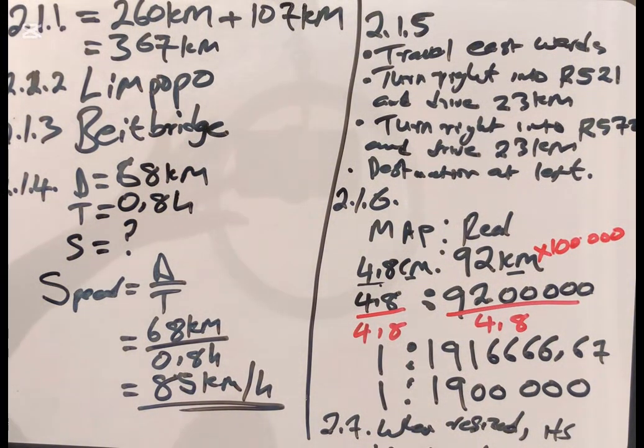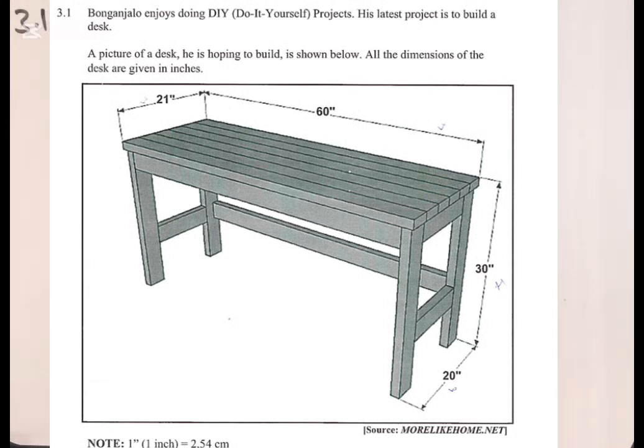Let's move to the next question. Question 3. People, I'm Tsonga, so some of these names, if I mispronounce them, comment. Bonganjalo enjoys doing DIY, which is do-it-yourself projects. His latest project is to build a desk. A picture of a desk he is hoping to build is shown below. All the dimensions of the desk are given in inches.